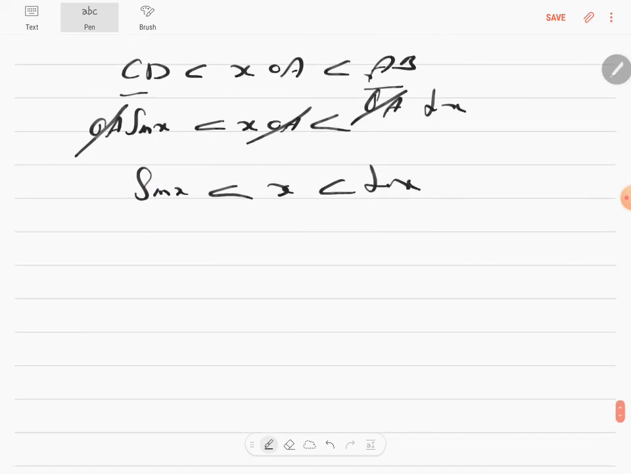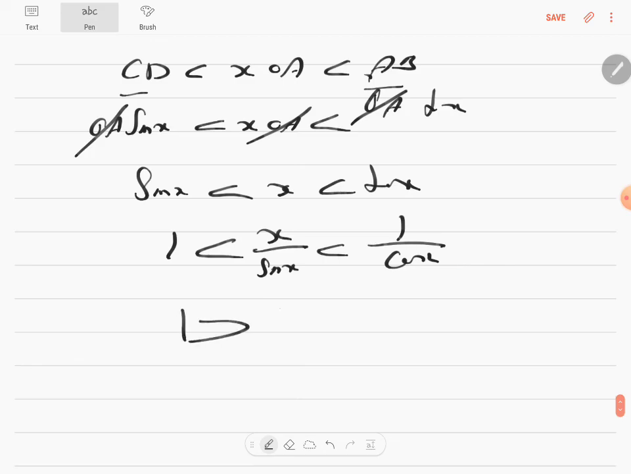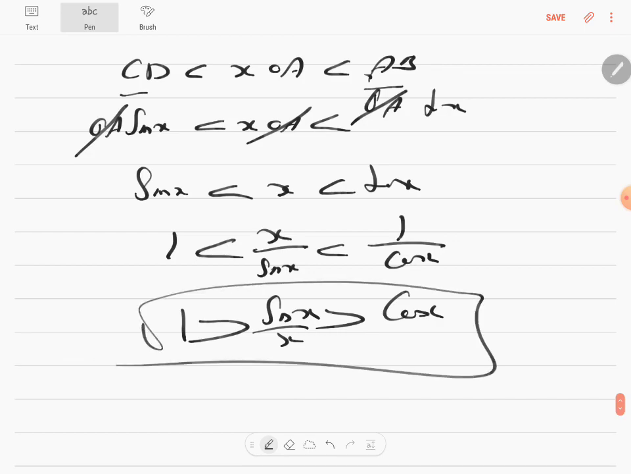Now you are going to divide throughout by sin x. So 1 is lesser than x by sin x is lesser than 1 by cos x. Now reciprocal: 1 is greater than sin x by x is greater than cos x, and this is the proof. These are the two theorems which they will be asking in the exam. Other than that, nothing else will come. So you have to learn this. I'll stop the video.